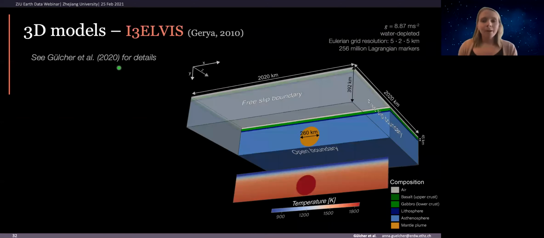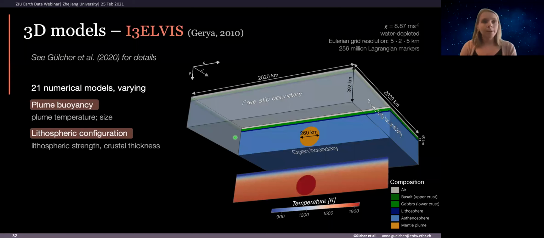So the numerical model setup is here shown on the right side. We basically place a buoyant thermal mantle plume, which is shown in this orange field in the composition space, beneath a warm basaltic crust, which is shown in green colors, under Venusian temperature conditions. The modeled box is quite large, approximately 2,000 by 2,000 by 400 kilometers, and it is resolved by over 250 million markers. And we have run 21 numerical models.